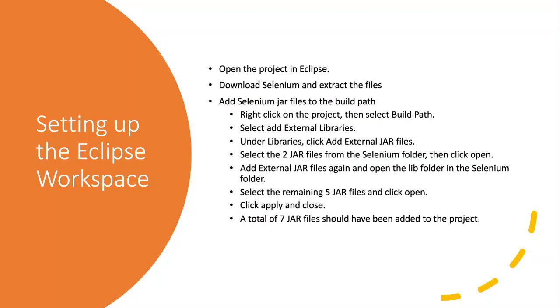Now we will discuss setting up the Eclipse workspace. First, you start by opening the project in Eclipse. Then download Selenium and extract the files. Next, you'll want to add Selenium jar files to the build path. To do this, you start by right-clicking on the project and then selecting Build Path. Then you will select Add External Libraries. Under Libraries, you will then click Add External Jar Files. Now you will select the two jar files from the Selenium folder and then click Open.